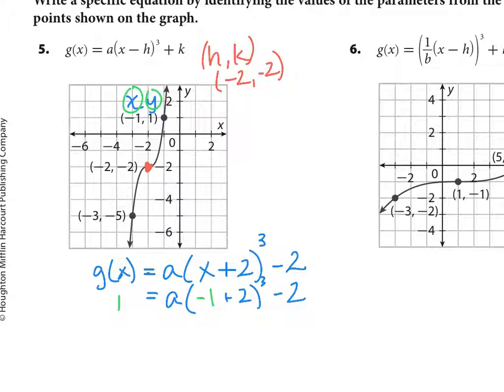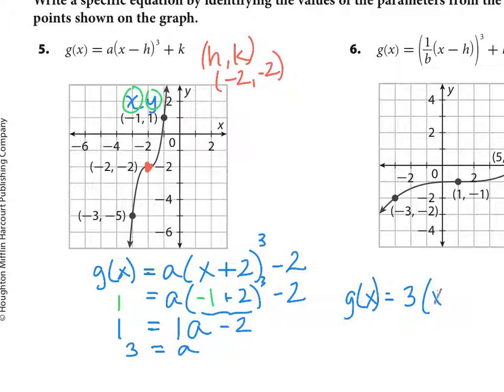All right, let's begin. I'll just keep that as a 1. Let's simplify inside the parentheses. So negative 1 plus 2 is 1. 1 cubed is just 1. And our last step is to add 2 to both sides. And again, I get a equals 3. So for our final, g of x equals 3, parenthesis, x plus 2 cubed minus 2.